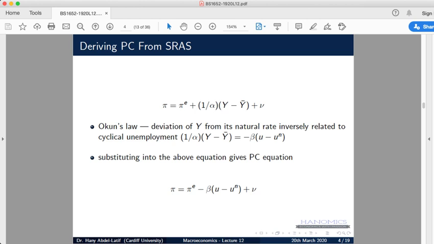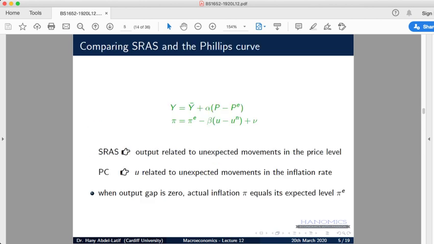So moving from here, now we derive the Phillips curve. Now we know how it looks. We want to make some comparison between the short run aggregate supply curve and the Phillips curve. As you've seen now, you might have expected we derived one from the other. We managed to derive the Phillips curve from the short run aggregate supply curve. I put both on the screen now so you can see both relationships.